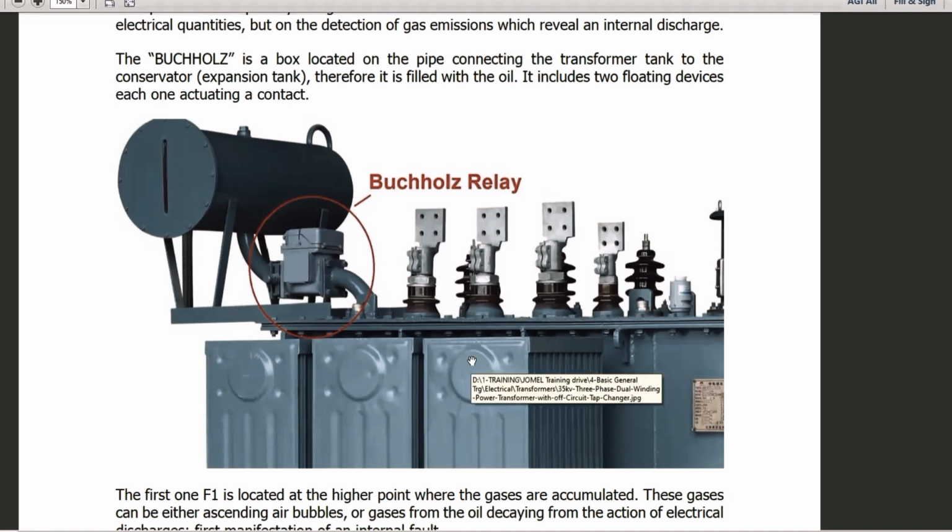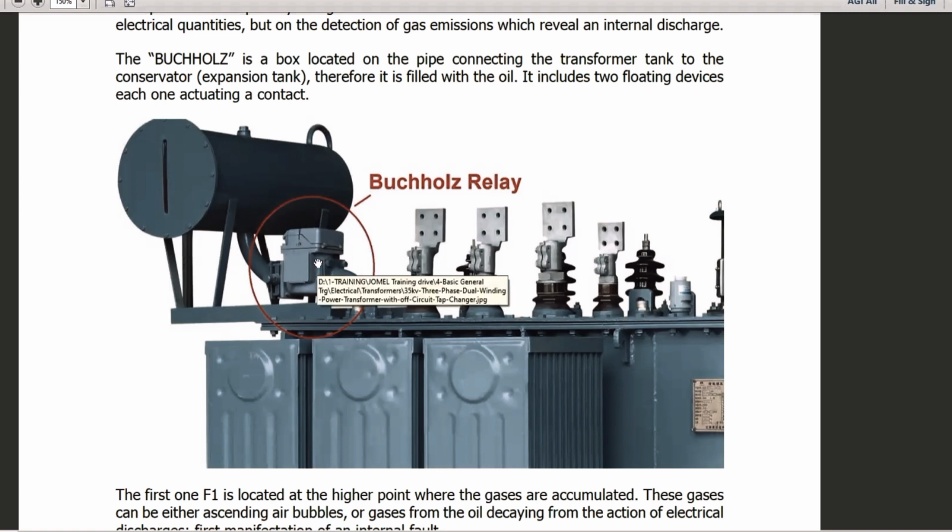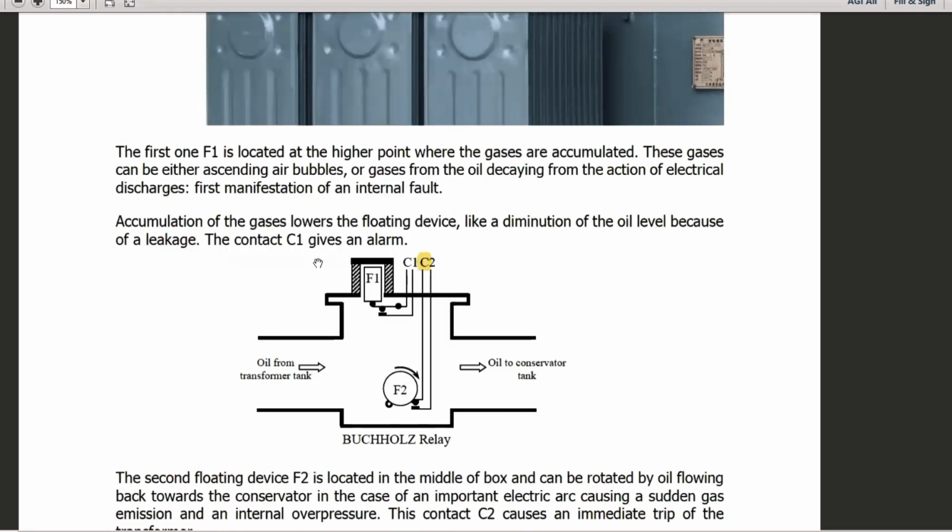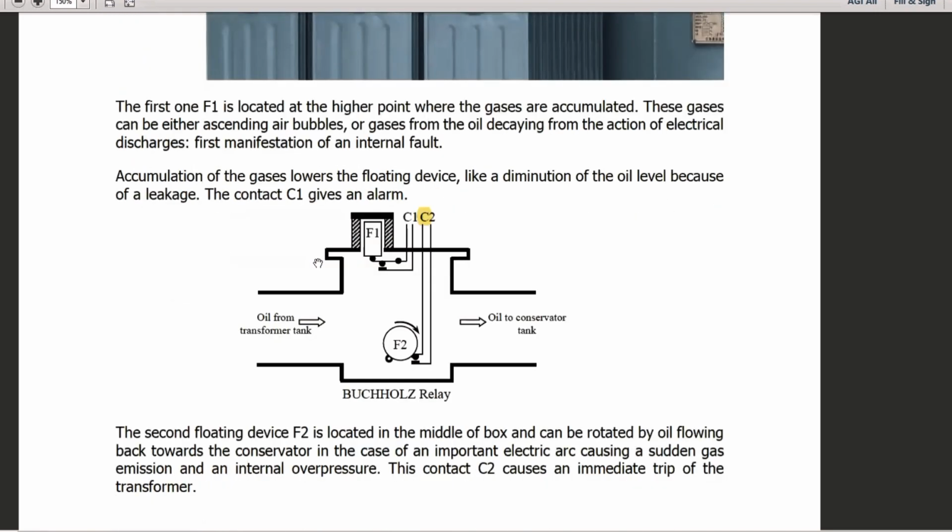So if there is any fault occurring and gases are produced, those gases will pass through this Buchholz relay, which is installed on the pipe. So that is a mechanical type relay. This type I have shown you in this animation. So when the gases are flowing towards the reservoir tank, they will be trapped inside this Buchholz relay, and that float F1, which is floating on the oil, when its chamber is filled with the gas, it means that the float will come down, and then this contact C1 will close. So when C1 is closed, it will initiate an alarm.